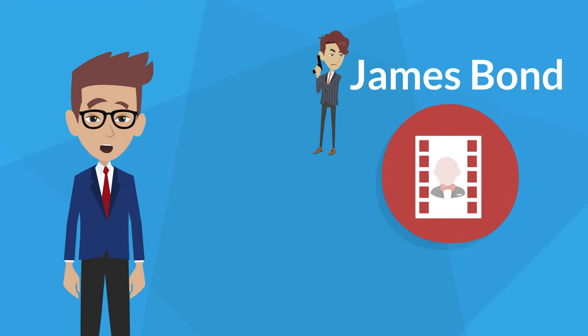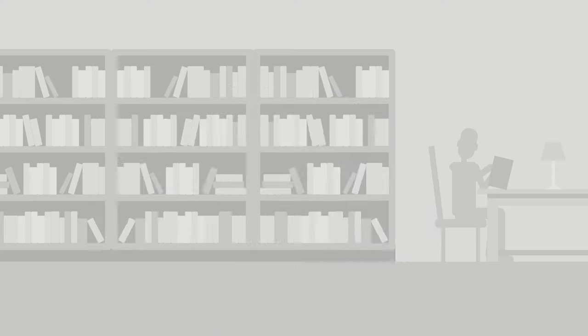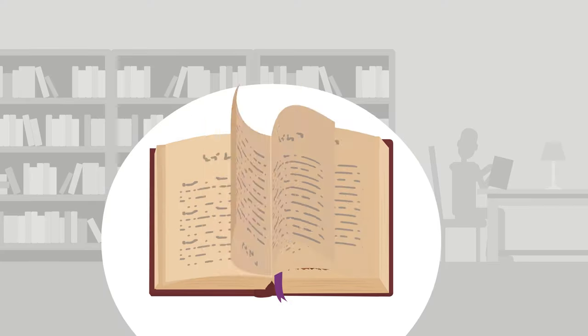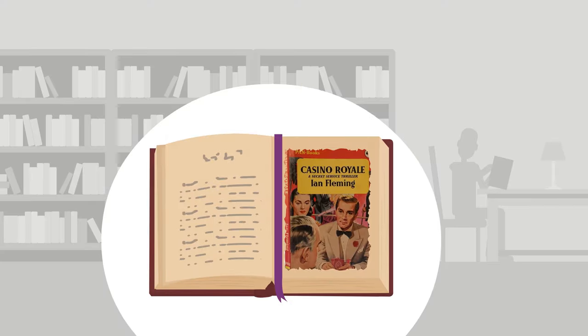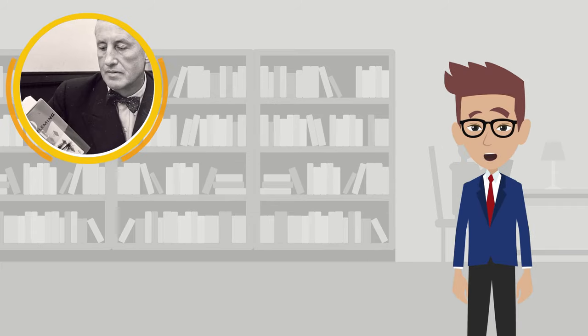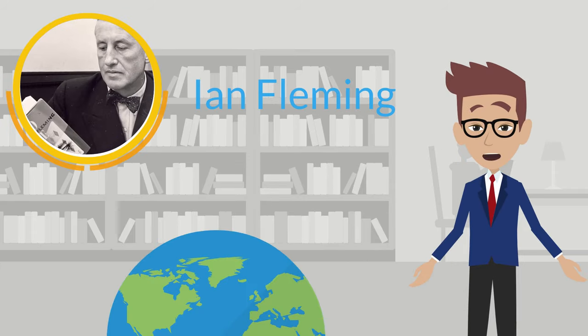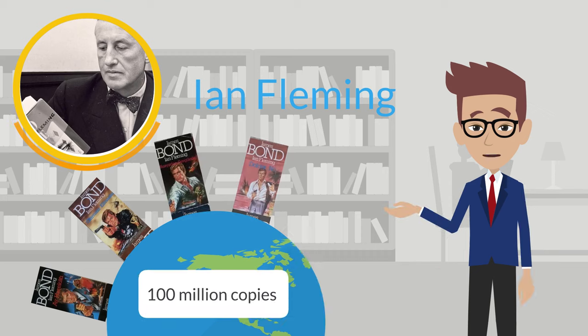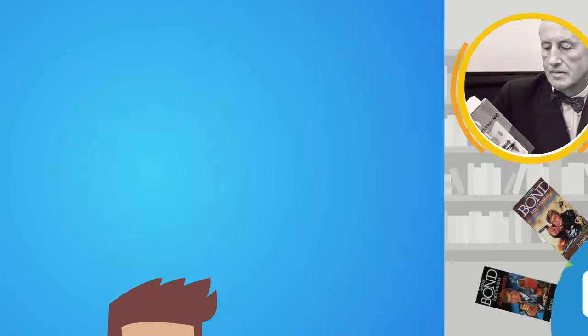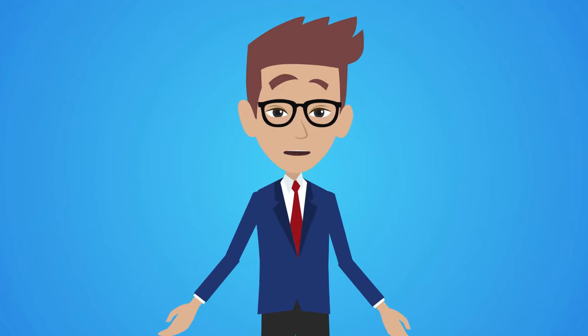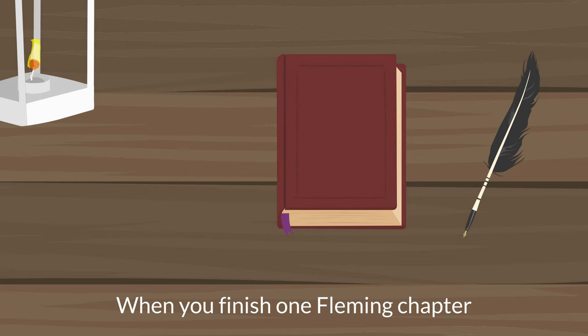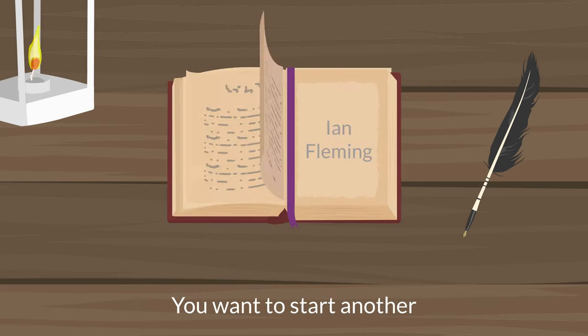You've heard of James Bond, the movie character, but the character first appeared in a novel, 1953's Casino Royale. He was created by Ian Fleming, whose Bond novels have sold more than 100 million copies worldwide. So, Fleming knows a thing or two about writing. When you finish one Fleming chapter, you want to start another.